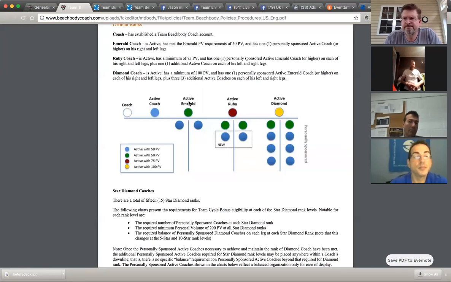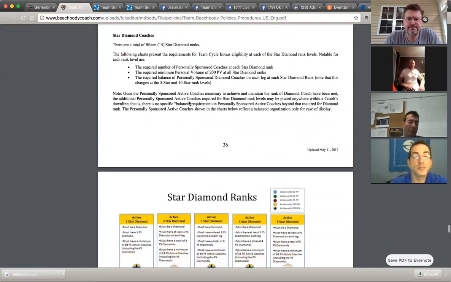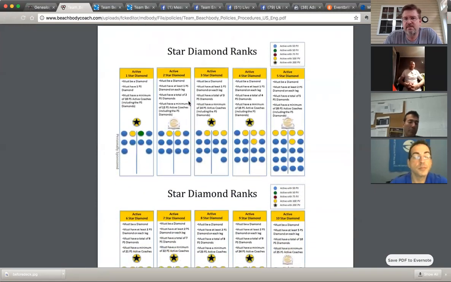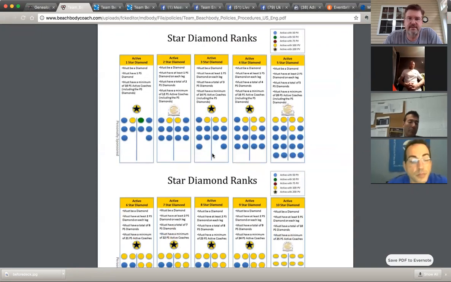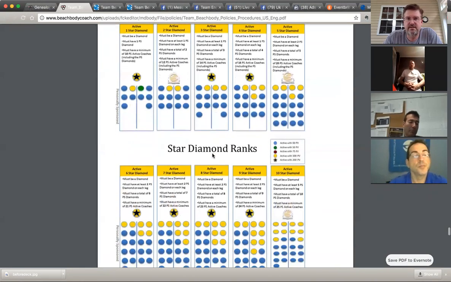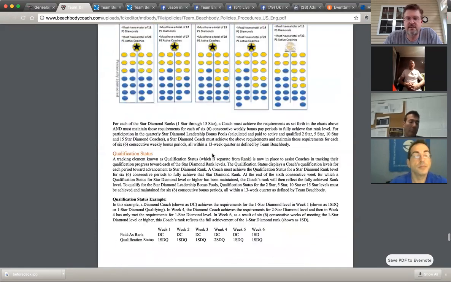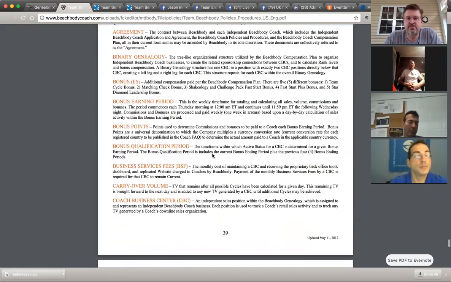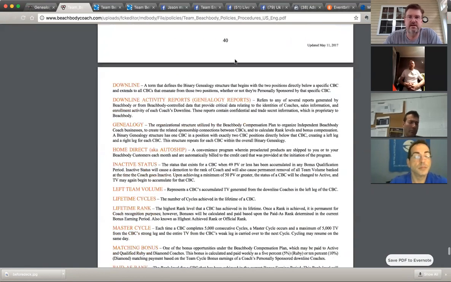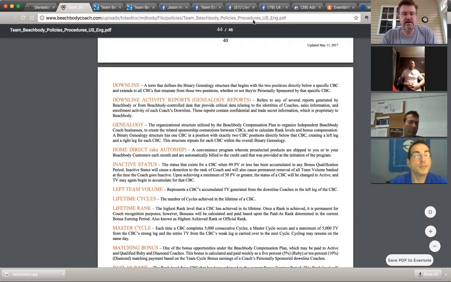Yeah, it does. Okay. So also in this document, you'll see the qualifications for getting to the other ranks that I mentioned, like the 1 through 15 star. It gives you a glossary of terms and other good information like that. But that's kind of what I wanted to show you and talk about, how you can rank advance, how you can earn money right away as a coach.